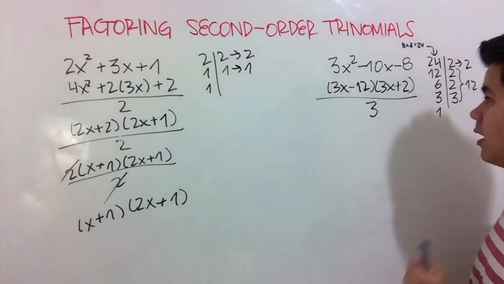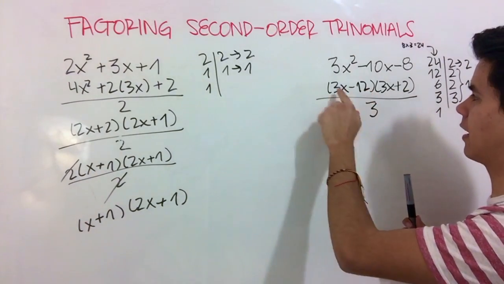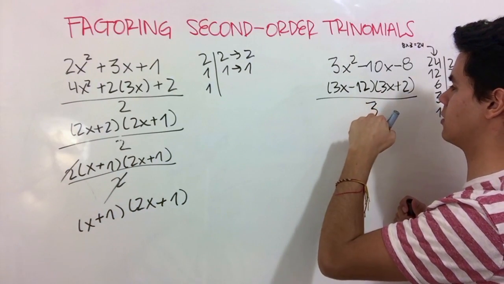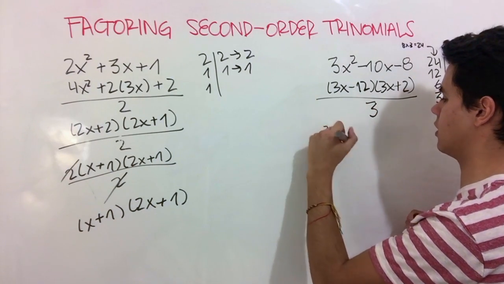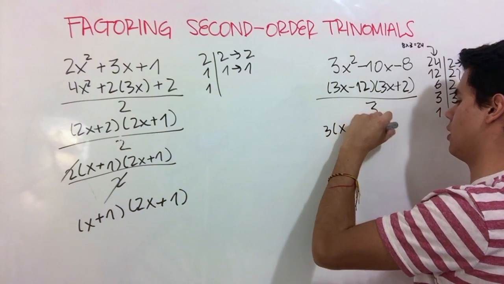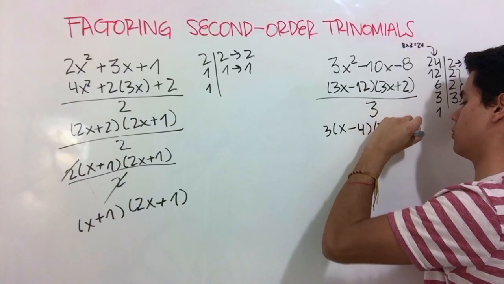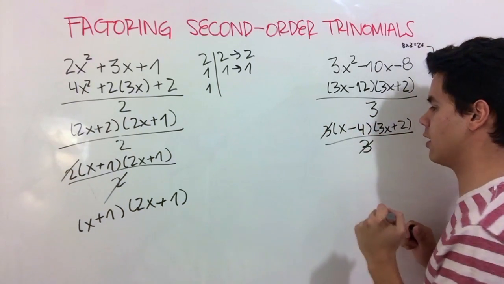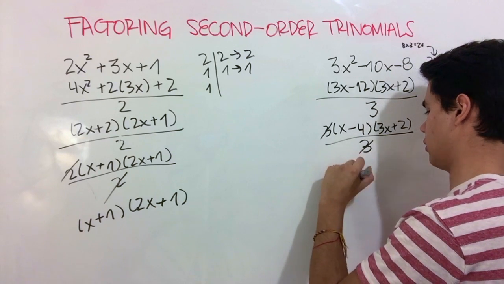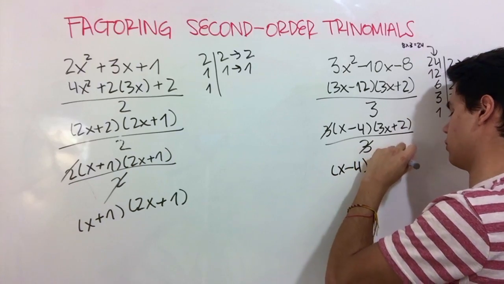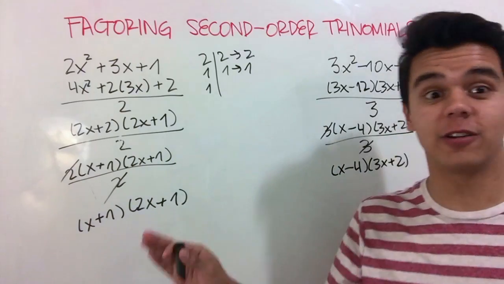And our job is not done yet. We can still factor a 3 out of here, so it would cancel with this 3. Let's pretend this was the 3 here: x minus 4, 3x plus 2, and divided by 3. This 3 would cancel out with this one, and our final expression would look like x minus 4 times 3x plus 2. And we're done.